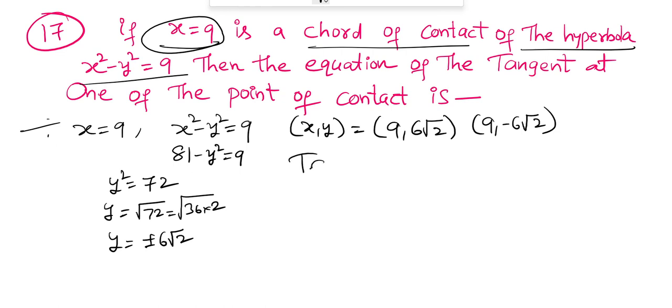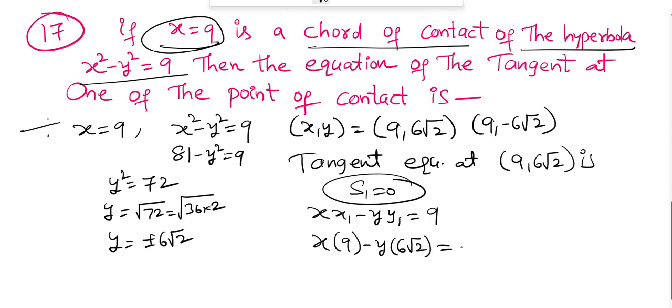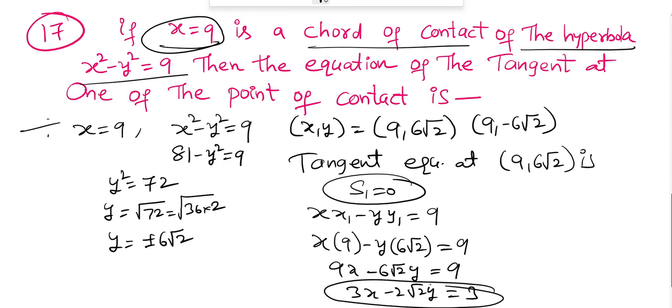Now the tangent equation at (9, 6 root 2) is S1 equal to 0, that is xx1 minus yy1 is equal to 9. So x into 9 minus y into 6 root 2 is equal to 9. So this is 9x minus 6 root 2 y is equal to 9. Take 3 common. This is 3x minus 2 root 2 y is equal to 3. This is the equation of the tangent at one of the points of contact.